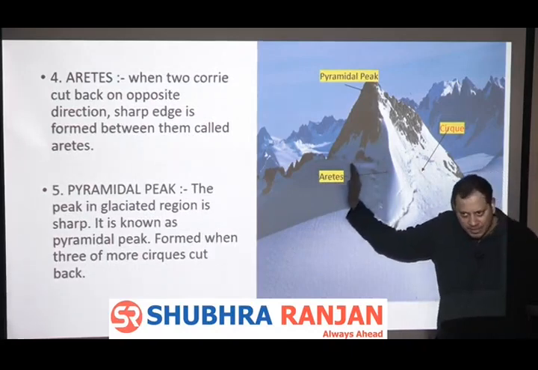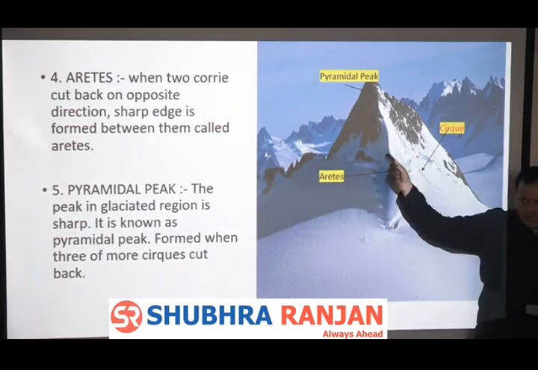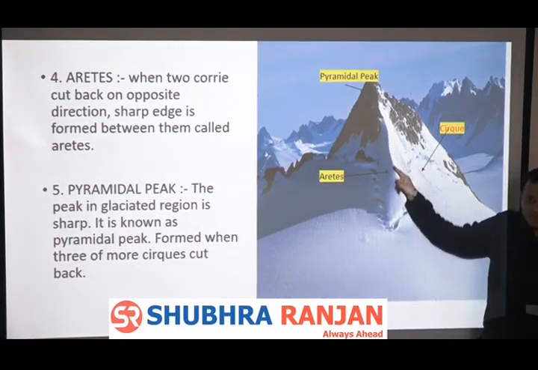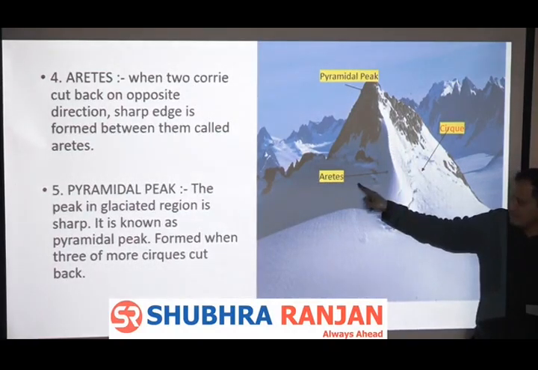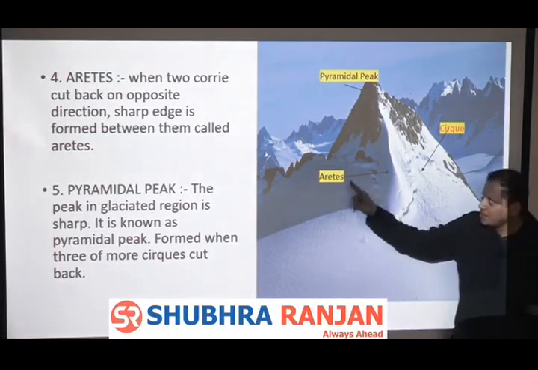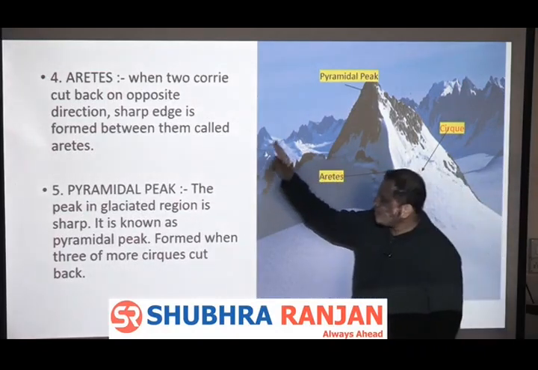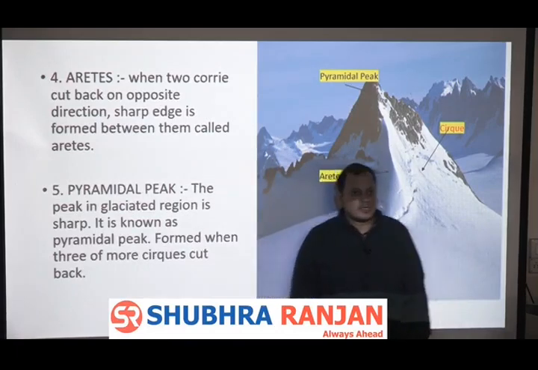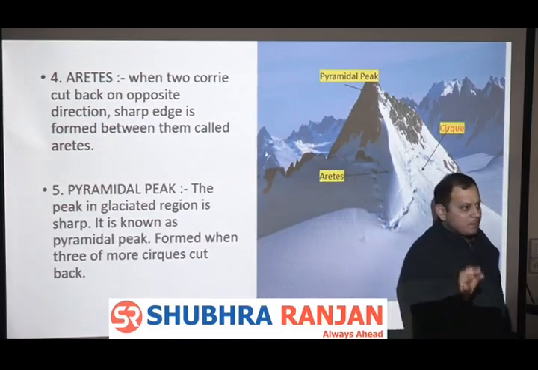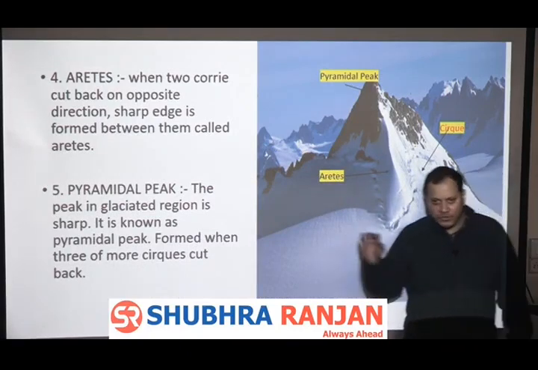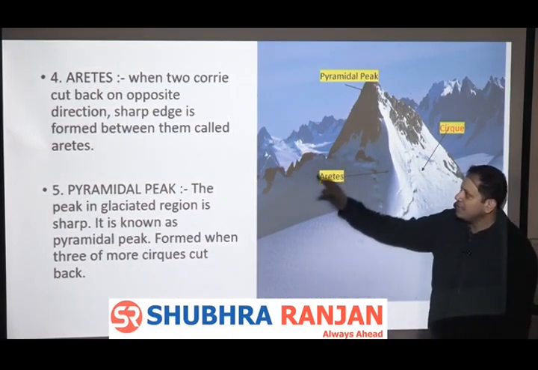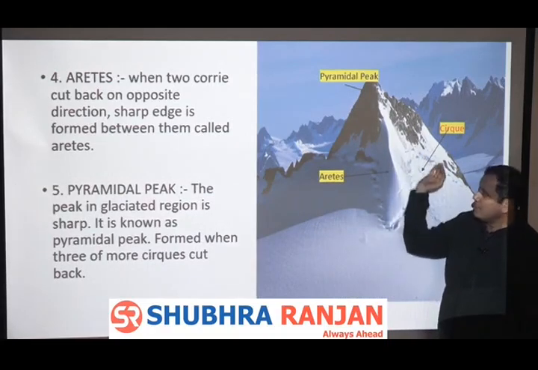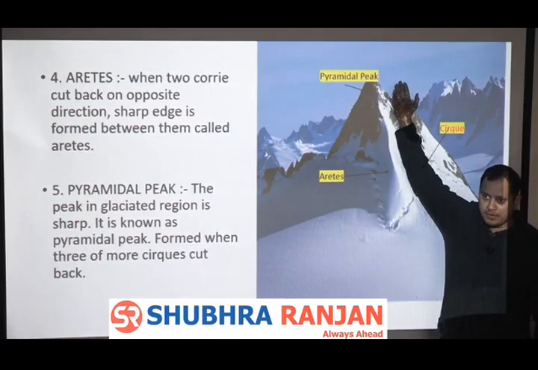We have just seen when the two koris cut in opposite direction, the ice cream example, it results in the sharpening of the edges of the mountain, and we'll call this arêtes. So when two koris cut back in opposite direction, a sharp edge is formed between them, and they are known as arêtes. So what is the sharp ridge-like feature when the two koris cut back in opposite direction? It is the arêtes. One kori comes from here, one from here, and there will be one more kori from behind.